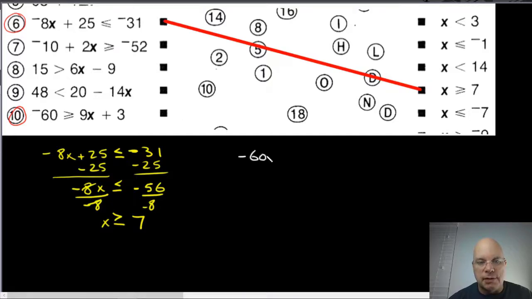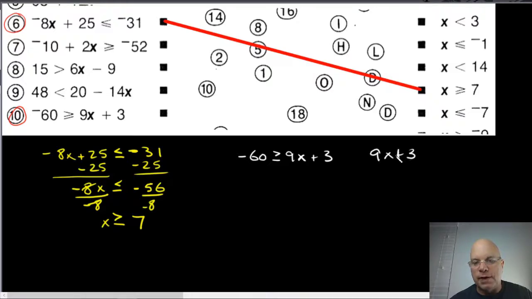Negative 60 is greater than or equal to 9x plus 3. You can solve that during the pause. Actually, one other thing I want to say though before you do that is some students don't like having the x on the right side of the equation or the inequality. Probably ought to start getting used to that, because you're not going to want to be flipping it around all the time. But if you do want to reverse it, you can write 9x plus 3.